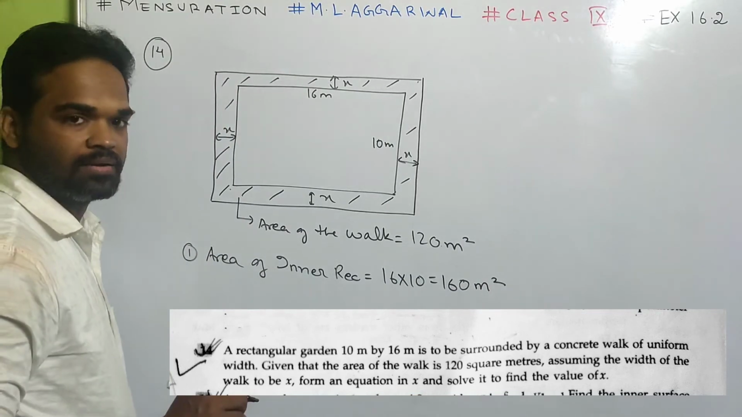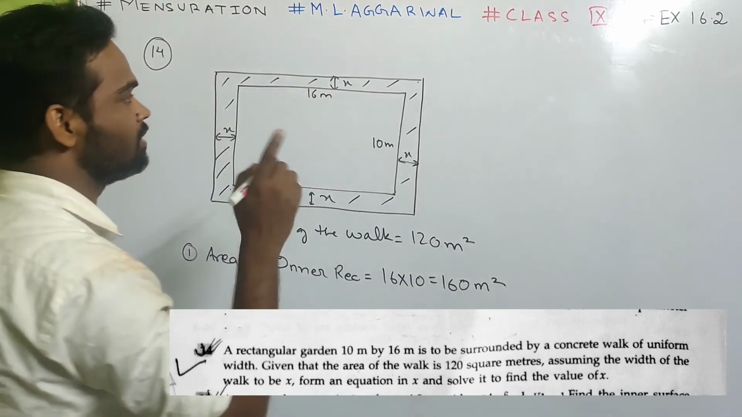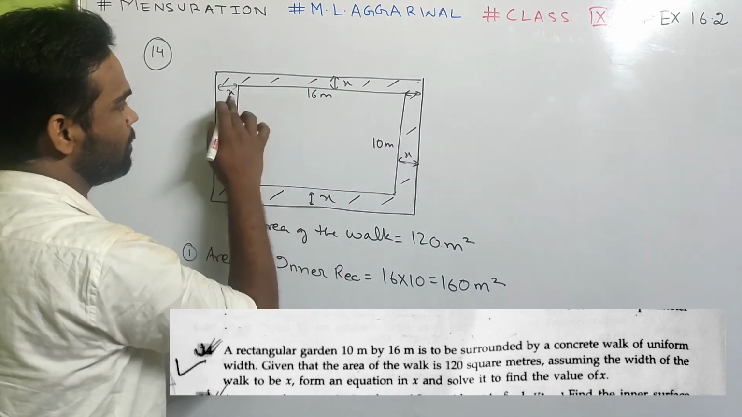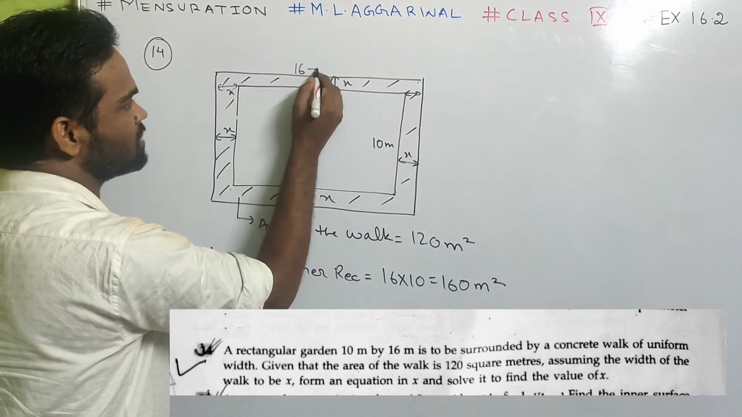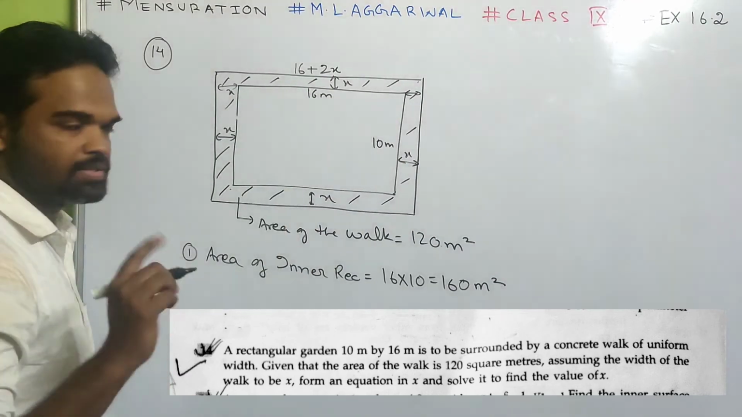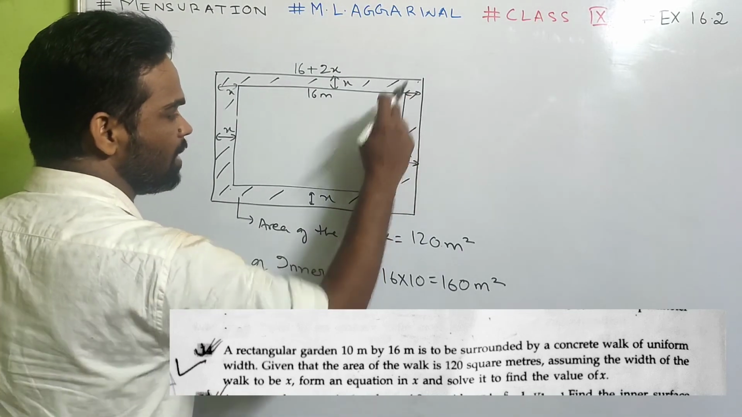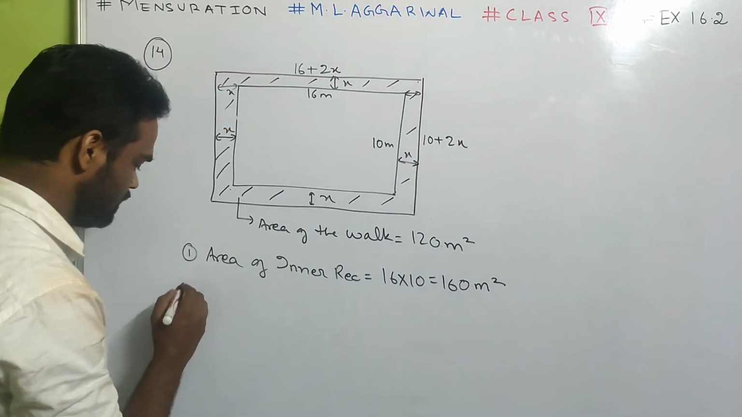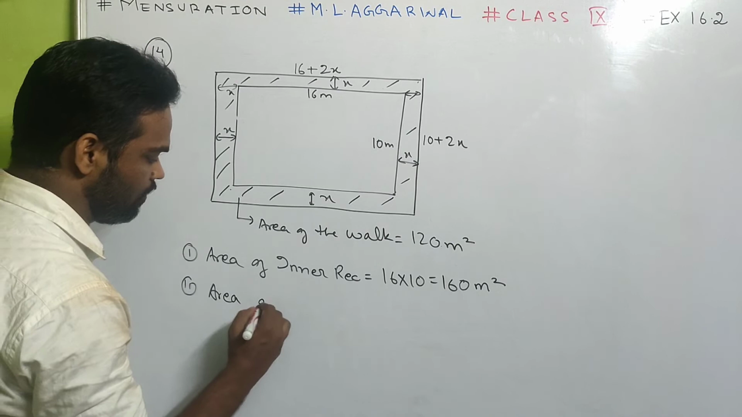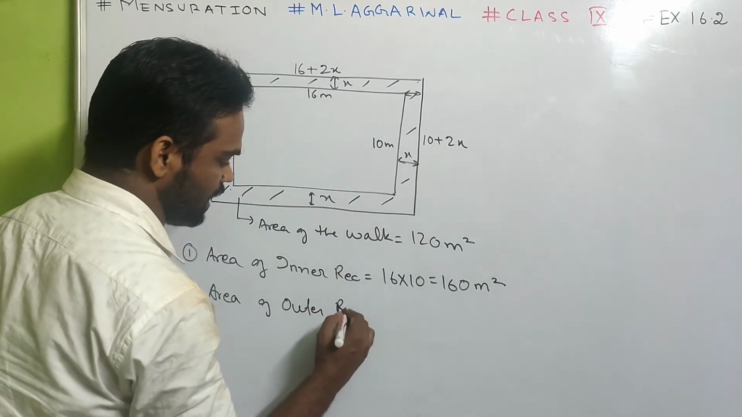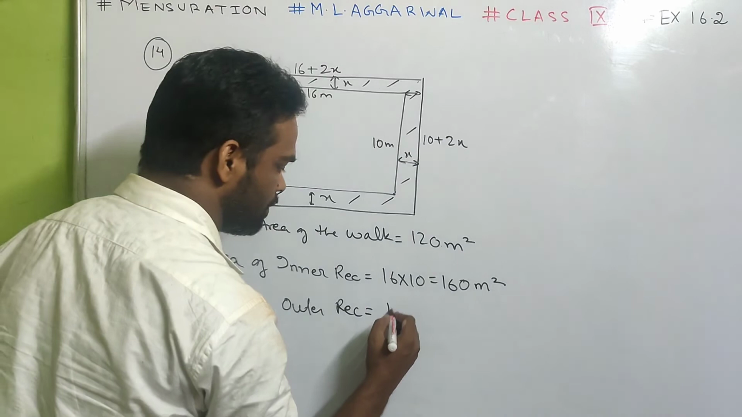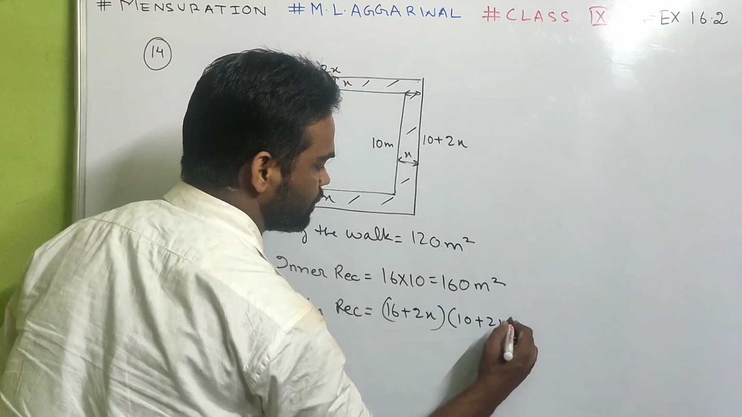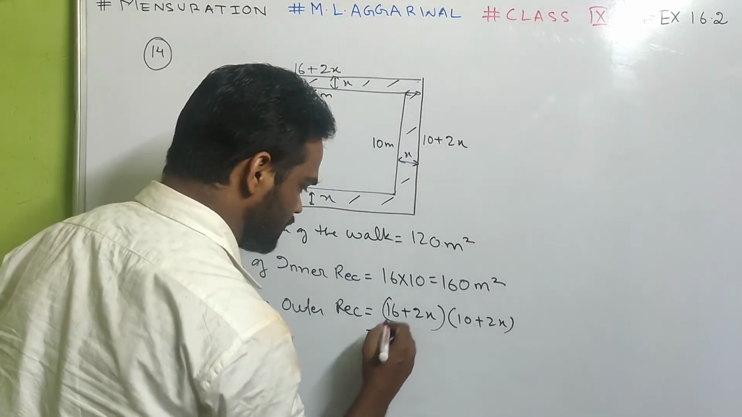Now comes outer rectangle. We'll talk about the outer rectangle. The length, see, this is x, over here this is x. So 16 plus x plus x, which means the length becomes 16 plus 2x. Similarly, the breadth becomes 10 plus 2x. Yes or no? Then area of outer rectangle, length multiplied by breadth, that is 16 plus 2x multiplied by 10 plus 2x. Yes or no?